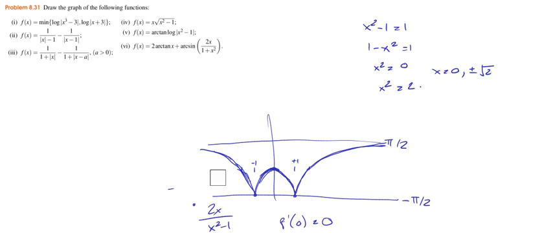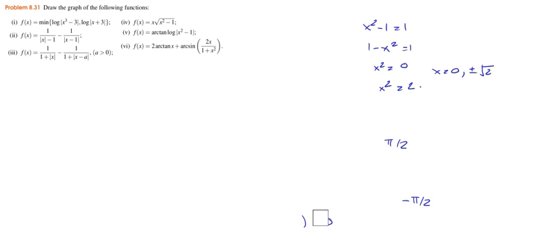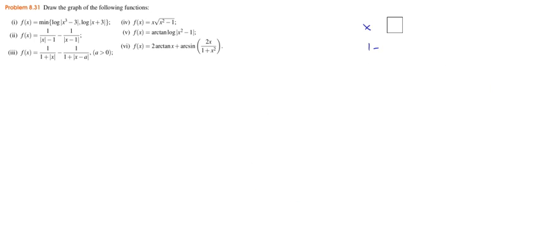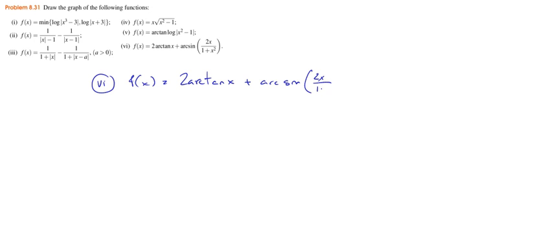Let's say the last part, part 6. Part 6 is f equals 2 times the arctangent of x plus the arcsine of 2x over 1 plus x squared.